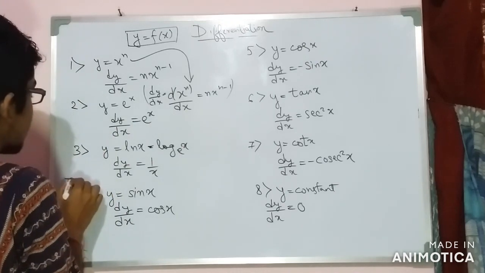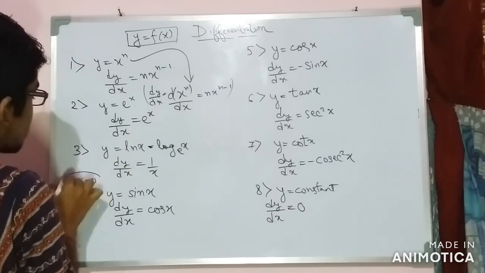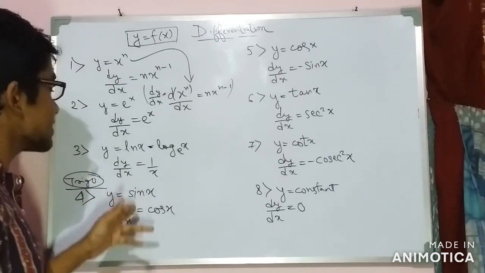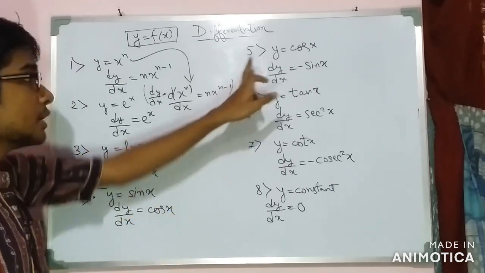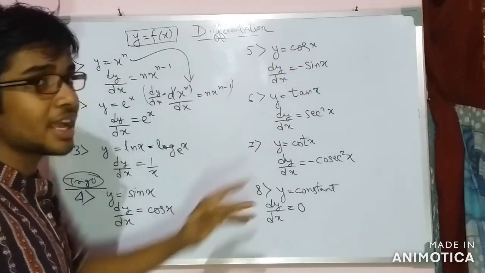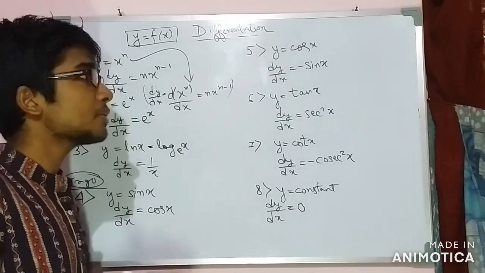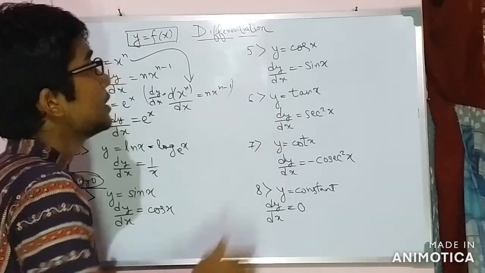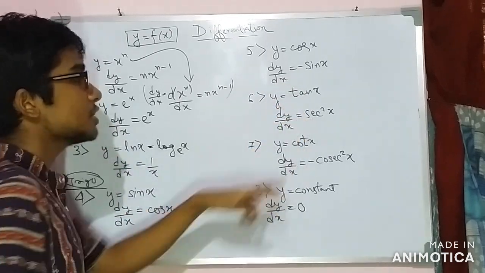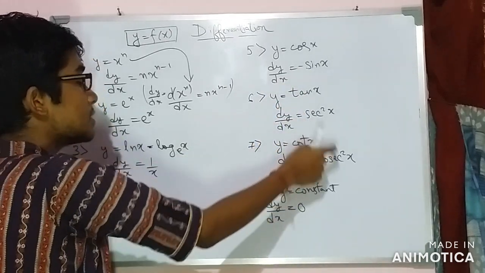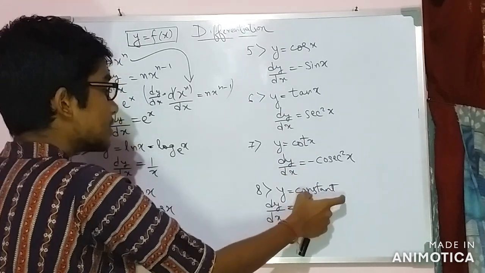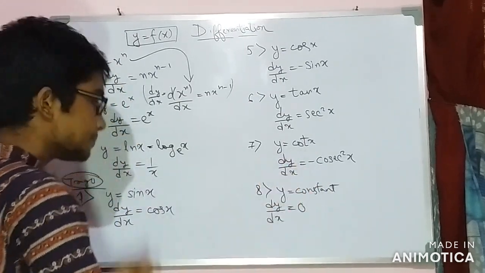Now comes trigonometric functions, right? So under trigonometric functions, you have y is equal to sin x. Differentiate it, you get cos x. For cos x differentiated, you get minus sin x. Remember the signs. I will also tell you a trick how to remember what sign where. So cos x you differentiate, you get minus sin x. Tan x you differentiate, you get sec square x. Cot x you differentiate, you get minus cosec square x. And if you differentiate a constant, you will get 0.